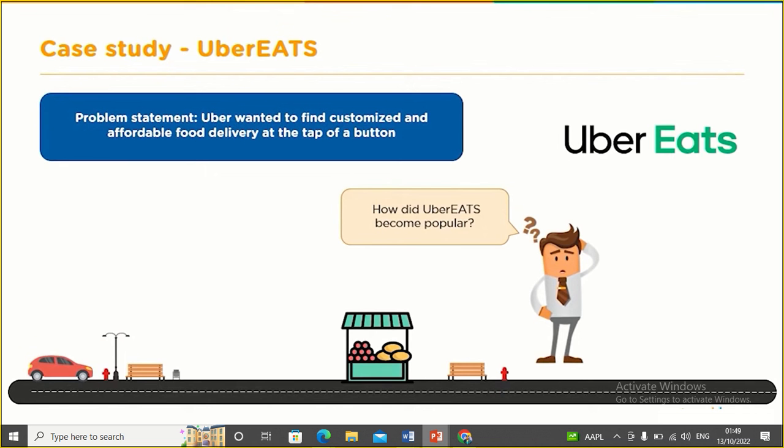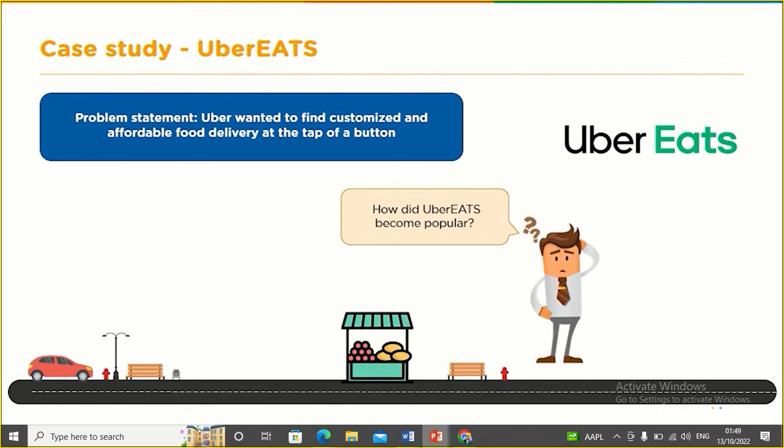So the only solution to provide customized and affordable food delivery at the tap of a button is that they have to propose a website, they have to propose an app for that. Before developing such an app for ordering the food, it can be used not only by the customers but also by the company persons, including delivery persons. Okay, so then how did Uber Eats become very popular?